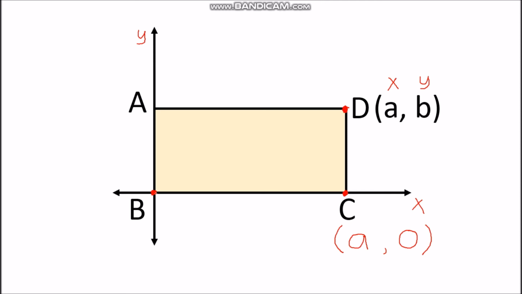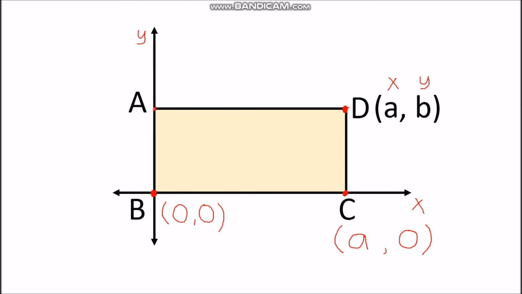Next, let's have point B. Point B is the origin, and as we know, the coordinates of the origin are just (0, 0). So it's really helpful if we use the origin as one of the vertices, because this will automatically give us the coordinates, which are (0, 0).